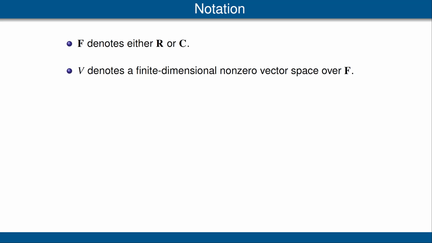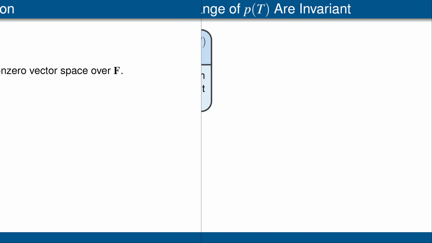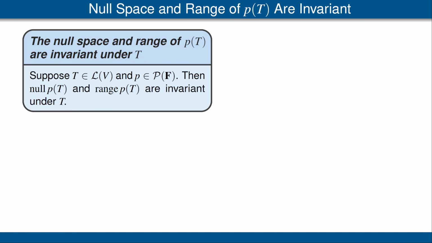F always denotes either the scalar field R of real numbers or the scalar field C of complex numbers. V always denotes a finite dimensional non-zero vector space over F. We will need to use the following result. Suppose T is an operator on V and P is a polynomial with coefficients in F. Then both the null space of P of T and the range of P of T are invariant under T.